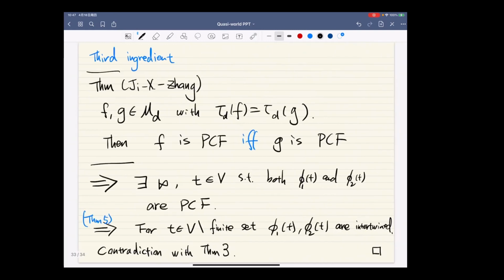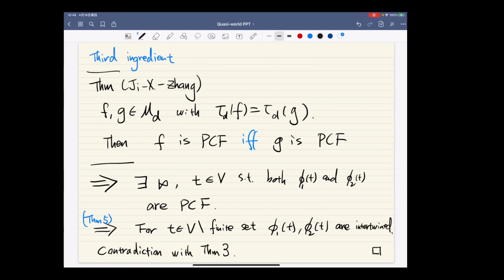Okay, so the third ingredient of the proof is the following result of Ji and me and my student Genrui Zhang. We show that for two points F and G in MD, if they have the same multiplier spectrum, then F is PCF if and only if G is PCF, which means that whether a map is PCF, you can view it from their multiplier spectrum.